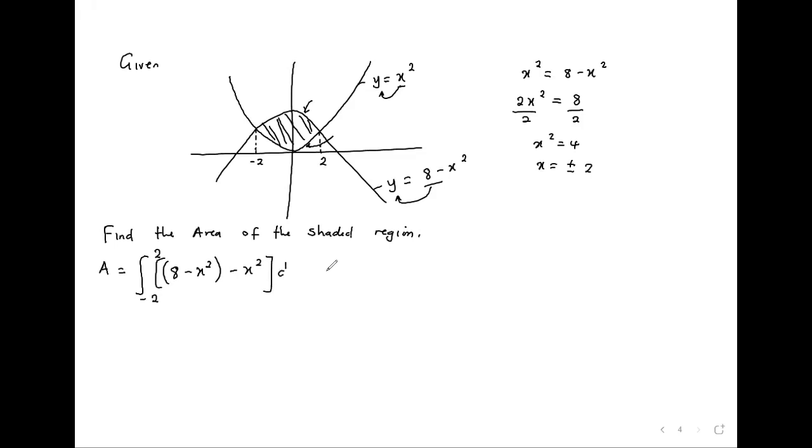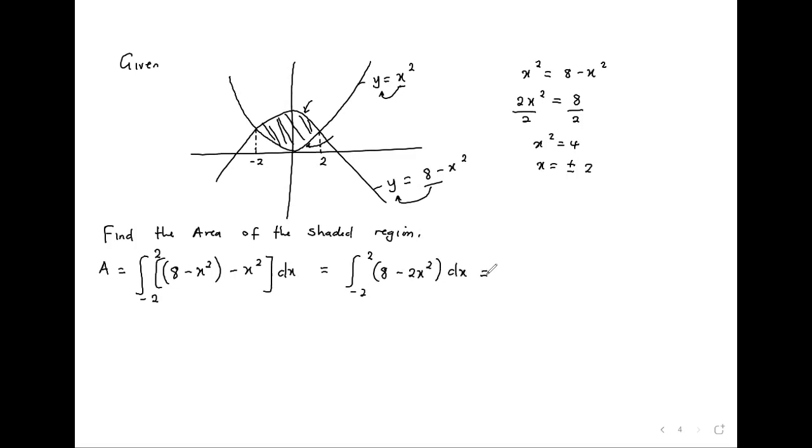Excuse me, sir. Did you just change the y into x squared? Why? We didn't change the y into x squared. y is equal to x squared. Then why is x squared equal to 8 minus x squared again? Because y is also equal to 8 minus x squared. Oh, all right, thank you. So here we get the integral from -2 to 2 of 8 minus 2x squared dx.